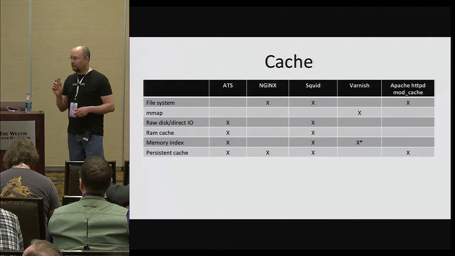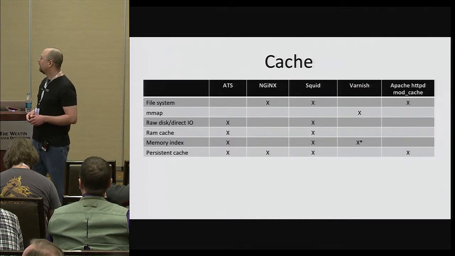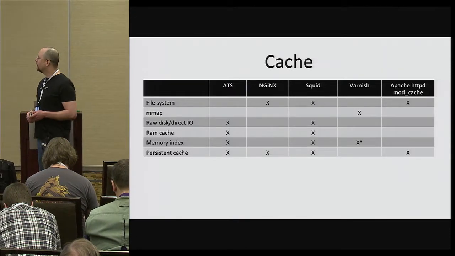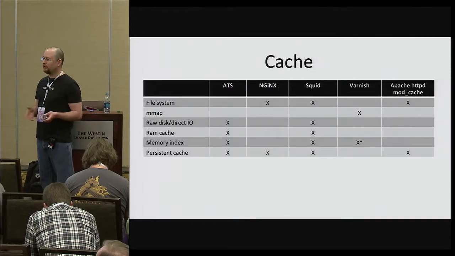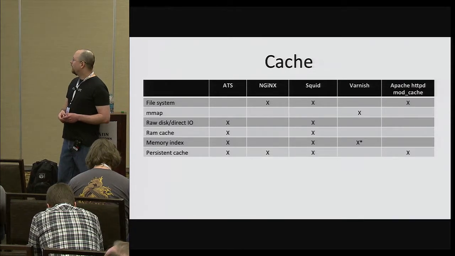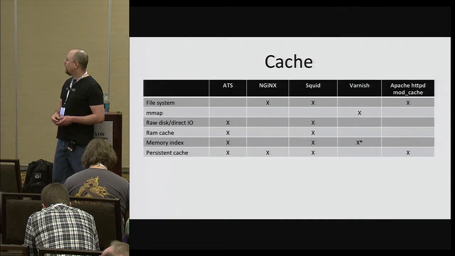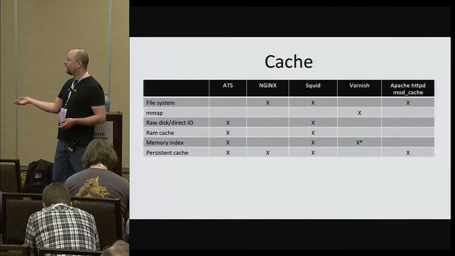And this is a table that just describes which proxy servers use what type of caching architecture. So ATS uses raw disk or direct I/O to a file. It also has the ability to have a RAM cache turned off or on. Nice thing about having a RAM cache is you're going to grab the object from memory. You're not going to have to go out to the operating system or do any system calls to grab the object, and then you're able to just write it down to the socket.